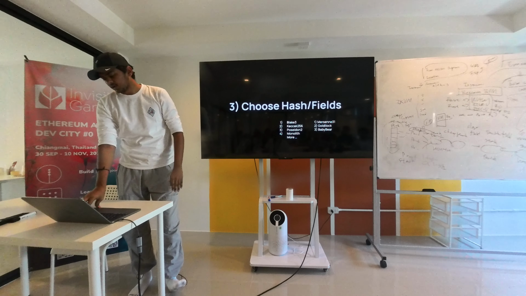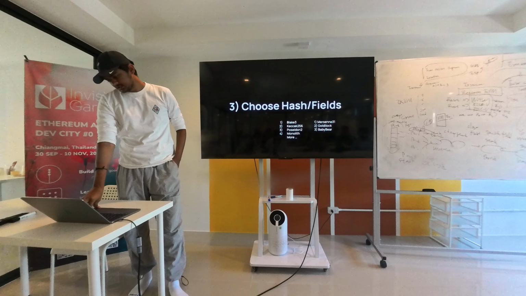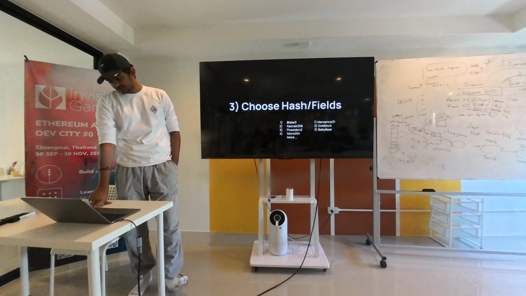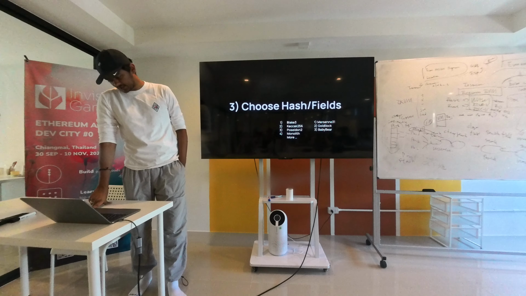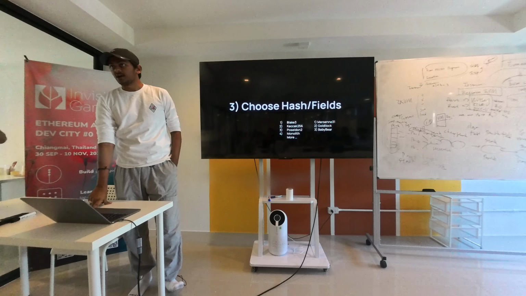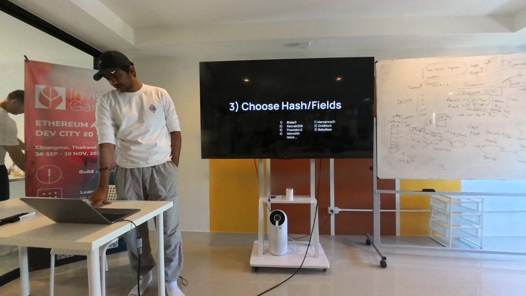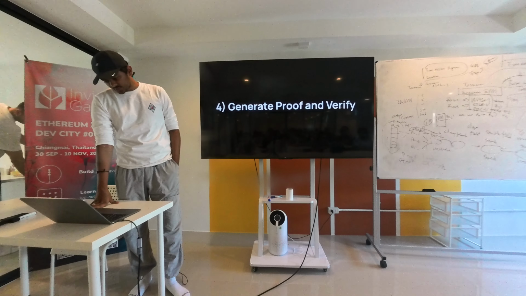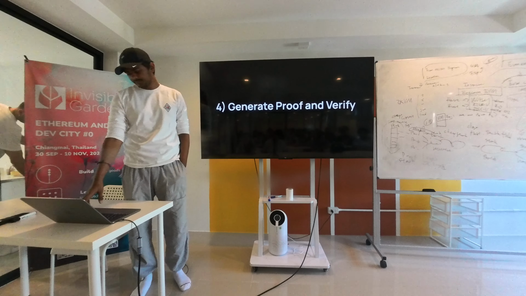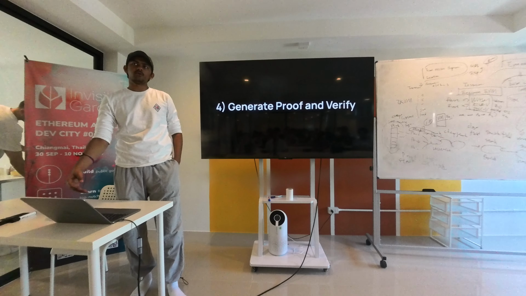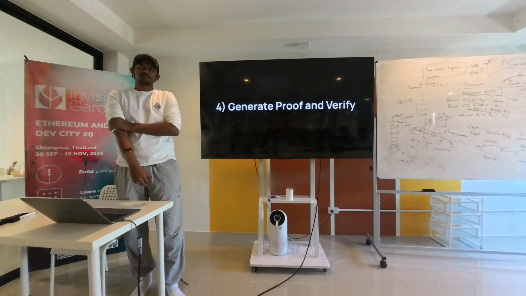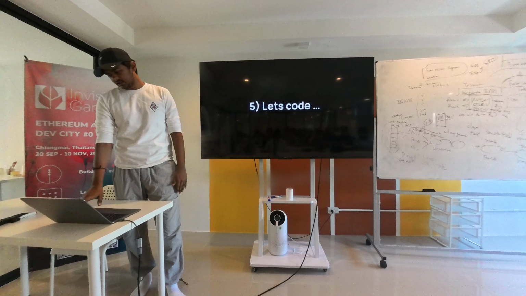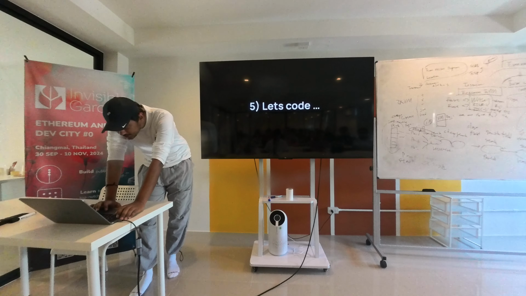And the last, not the last, but the penultimate one is to choose your hash and fields. We have a number of hashes supported, that is Blake3, Poseidon2, etc. We also have multiple fields supported, that is Mersenne31, Goldilocks, and BabyBear. And the last step is generating the proof and verifying. These are the basic four steps you need to follow for any computation that you want to prove and verify. And yeah, let's go.